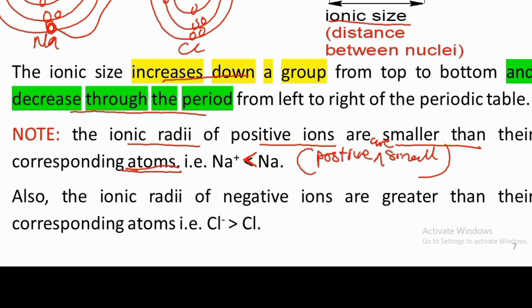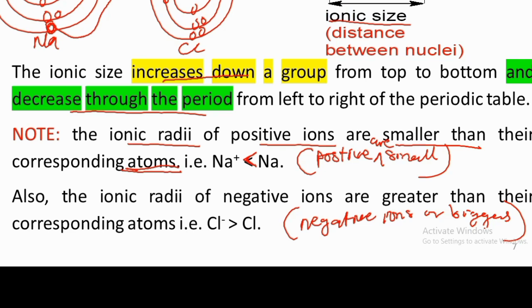So positive ions are smaller. Then negative ions are bigger than their normal atoms. So negative ions are bigger than their normal atoms.